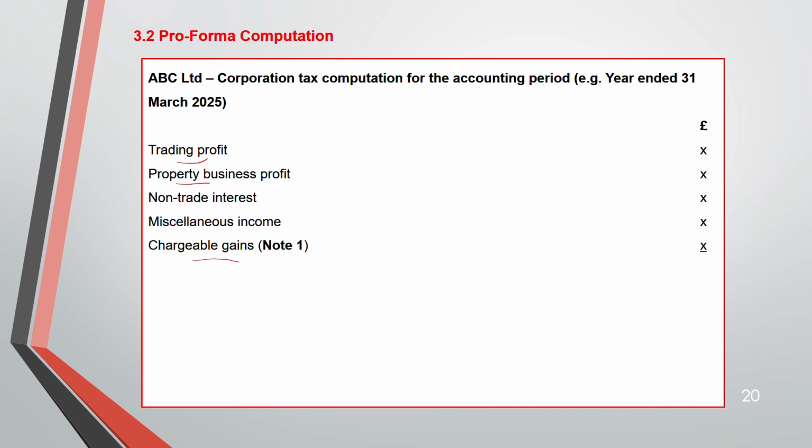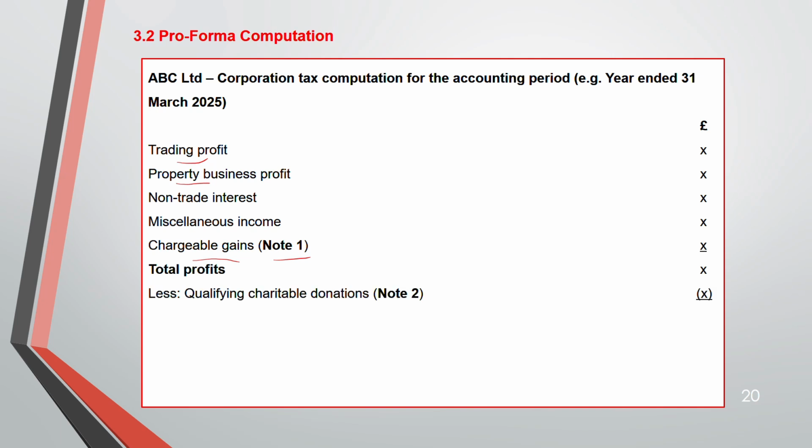You can't just study one in isolation, they are interrelated. For example, if you don't know how to calculate your trading profit or your property business profit or your chargeable gain, you will not be able to do corporation tax also. So there's a note 1 to this. We'll see later what this note 1 is. Then add all the types of profit and income. You get your total profit.